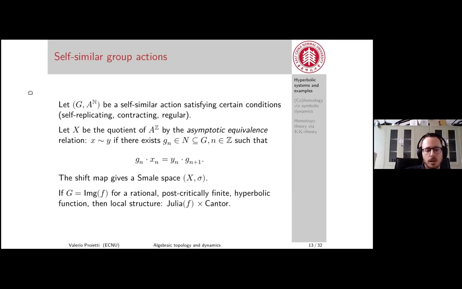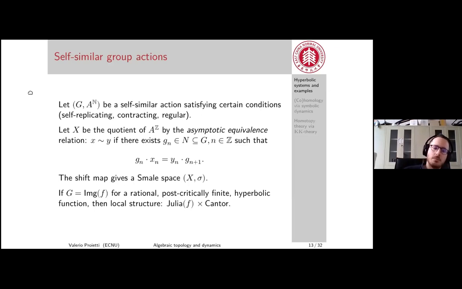Self-replicating is a technical condition. Basically, in order to say that two self-similar groups, which is this dot of G and A, are equivalent, we define a certain bimodule associated to it, and there is a right action there. And if this action is transitive, we call the data self-replicating.